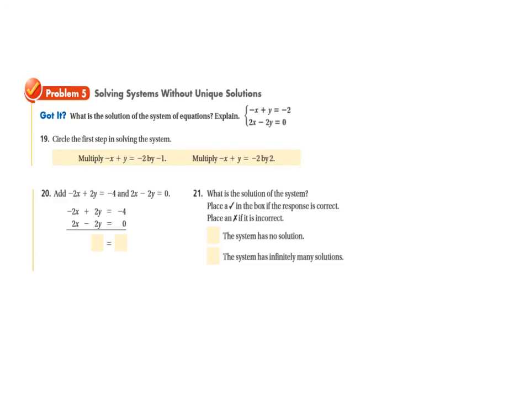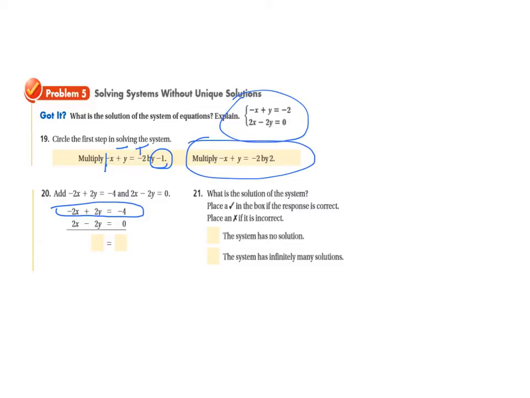Here's an example with a system without a unique solution. So we're looking for the solution to this system. And what is the first step? Well, look here, if you multiply that first equation by negative 1, all it does is change all the signs all the way across. We cannot eliminate a variable by multiplying it by negative 1, but if you multiply it by 2, we create this equation down here. So this is what we need to do.